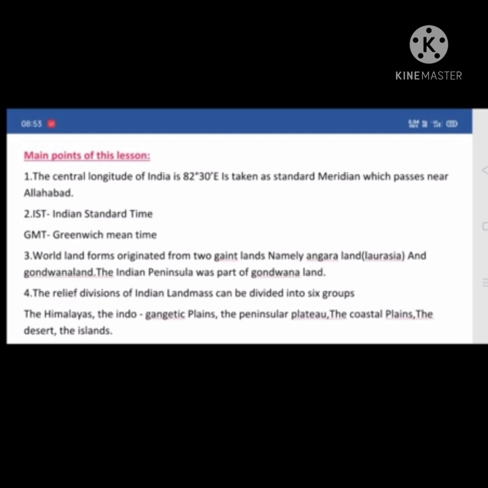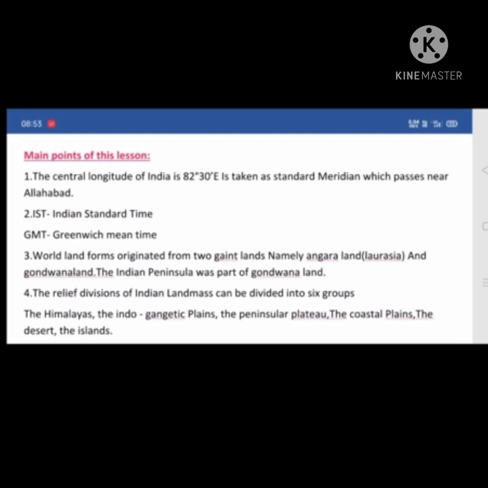Okay children, once again let us revise our lesson. Important points of this lesson. First point, the central longitude of India is 82 degrees 30 minutes. Eastern longitude is taken as the standard meridian which passes near Allahabad. Second point, IST. IST means Indian Standard Time. GMT. GMT means Greenwich Mean Time.